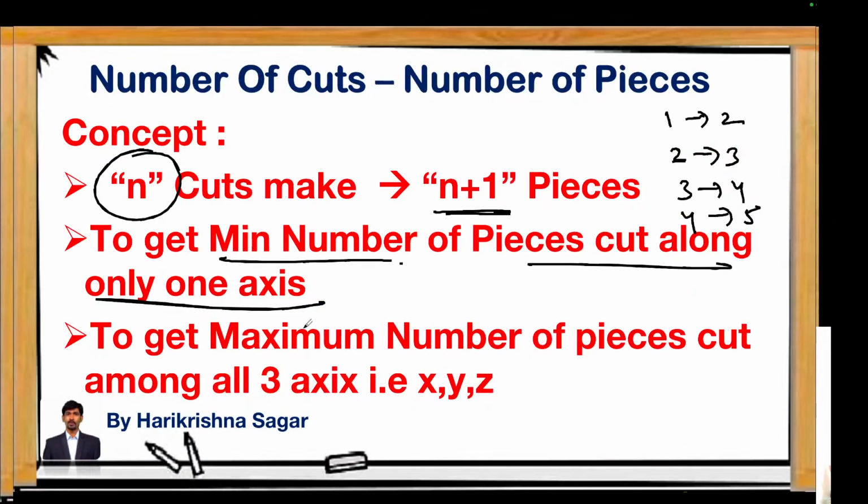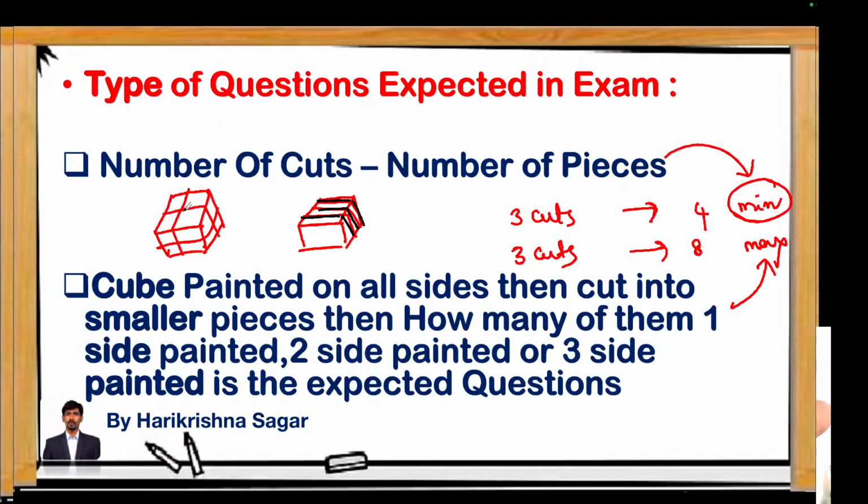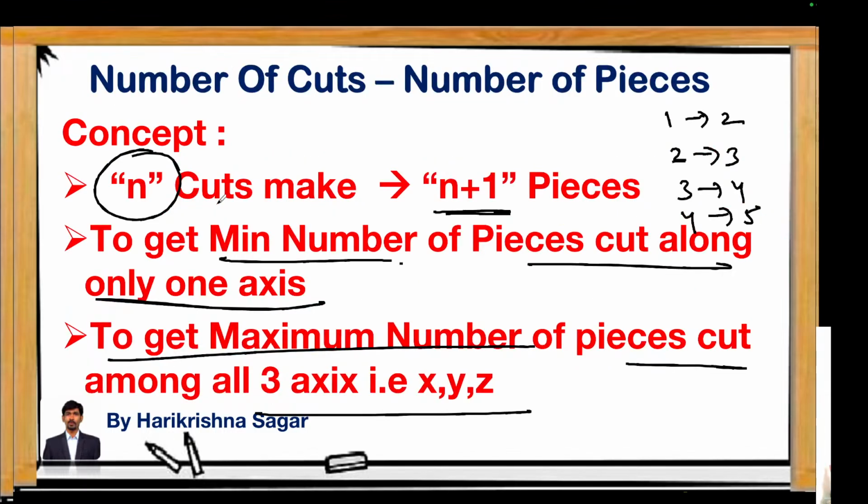But if you want the maximum number of pieces, what you need to do is make the cuts along the x and y and z axis. That means you can just make the cuts like this, one on x axis, one on y axis, one on z axis, so that you will get the maximum number of pieces. So you have to distribute your cuts on the x, y and z axes.